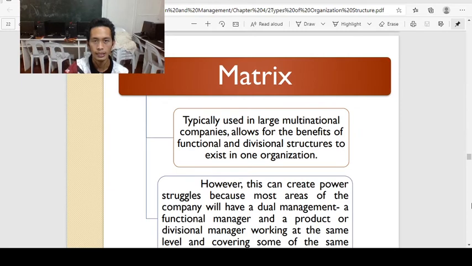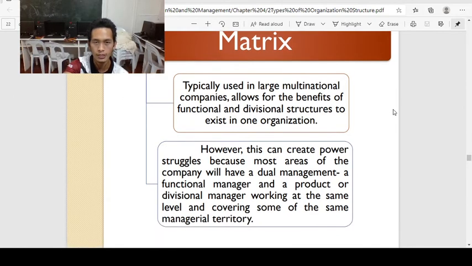Matrix is typically used in large multinational companies. An example of a multinational company is Jollibee. It allows for the benefits of functional and divisional structures to exist in one organization. However, this can create power struggles because most areas of the company will have dual management, a functional manager and a product or divisional manager working at the same level and covering some of the same managerial territory.